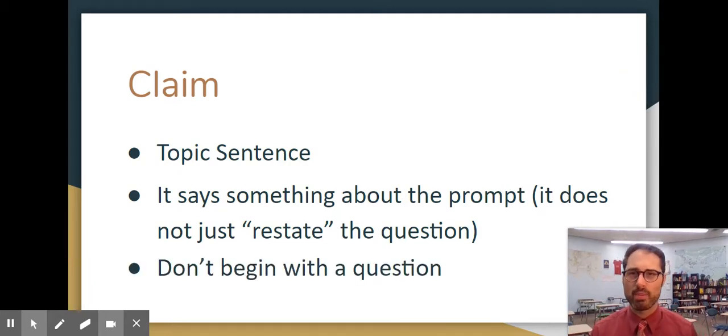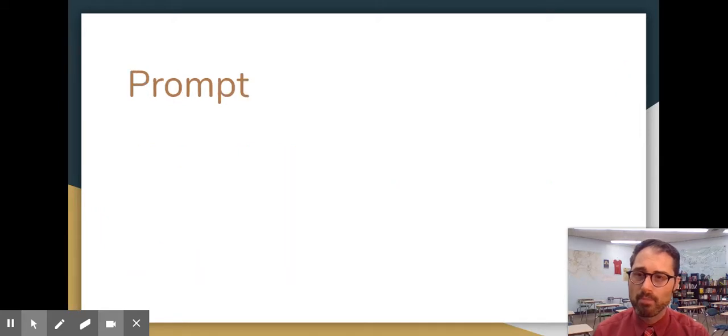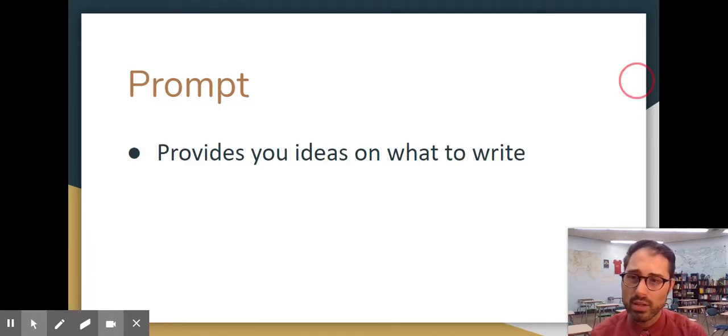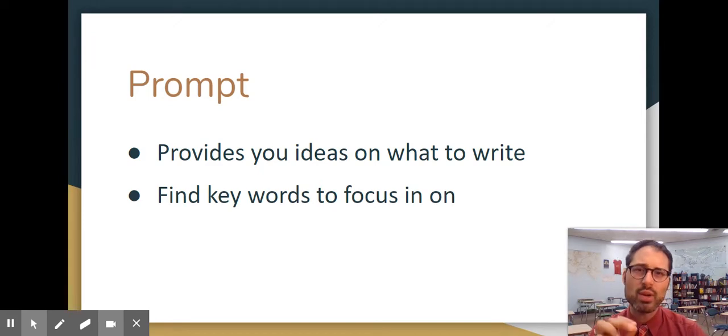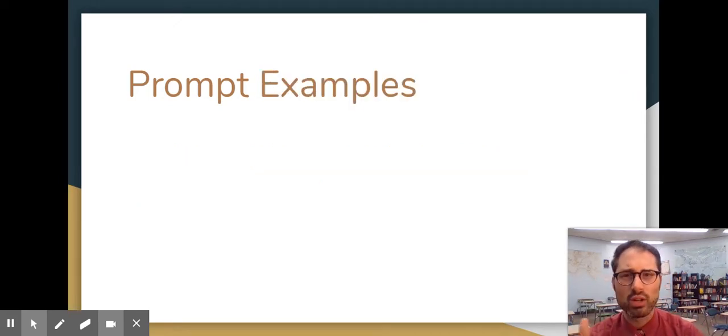And we don't want to start our paragraph with a question. We want to start our writing with a clear, focused claim that's going to tell our audience what we're writing about. So we want to focus on the prompt. The prompt is the question the teacher or whoever gives you to respond to. It might provide you with ideas on what to write, but it's also going to give us some key terms that we should pay attention to. So let's take a look.